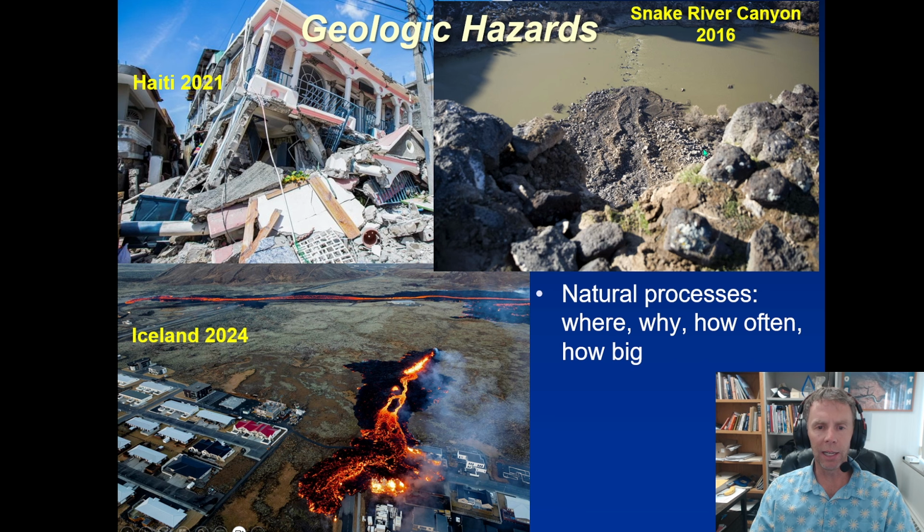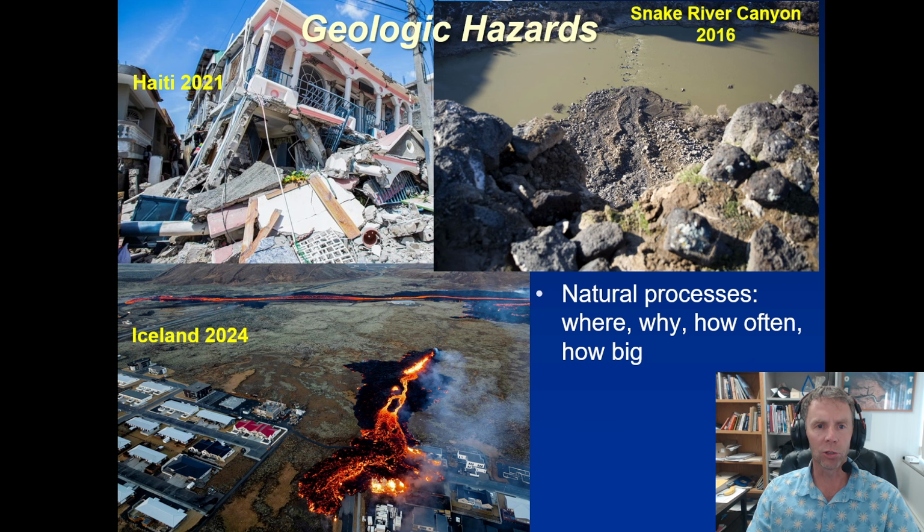Or it could be, as in the case with the upper right one, something like a mass wasting event. A section of the Snake River Canyon here locally has collapsed down and formed this debris fan down into the Snake River.